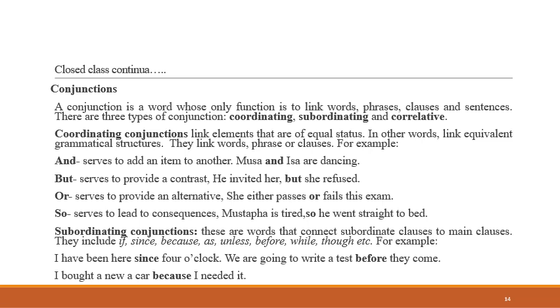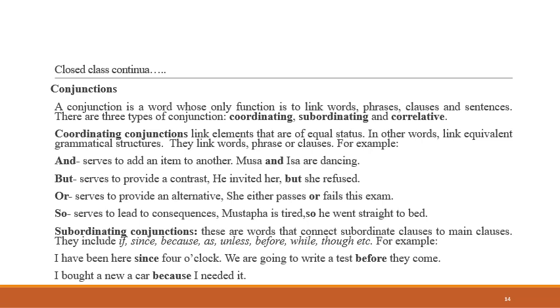The second type of conjunctions is called subordinating conjunctions. These are words that connect subordinate clauses to main clauses. Recall, we have two main types of clauses: the main clause and the subordinate clause. While a main clause stands on its own, a subordinate clause cannot stand on its own and is introduced by what is called a subordinating conjunction. They include conjunctions like if, since, because, unless, before, as, while, though, etc.